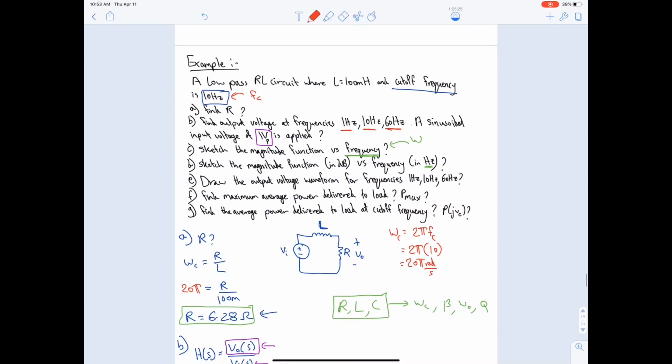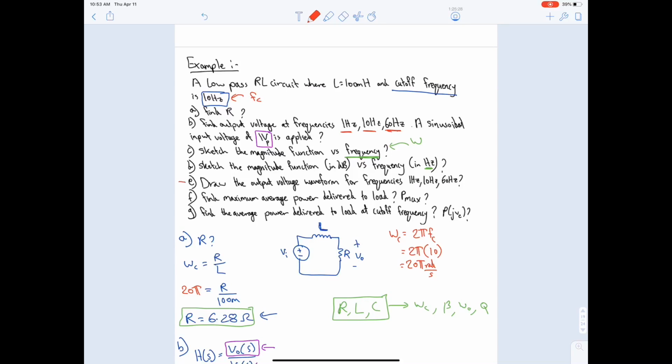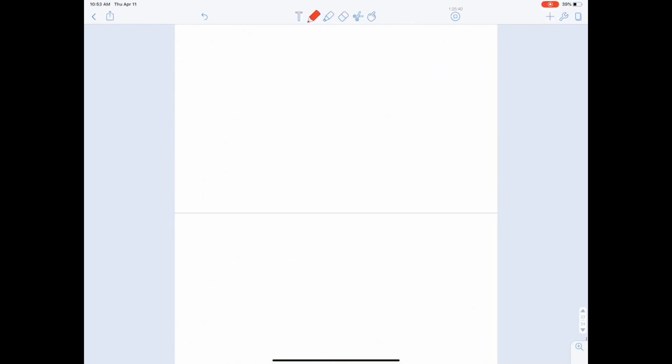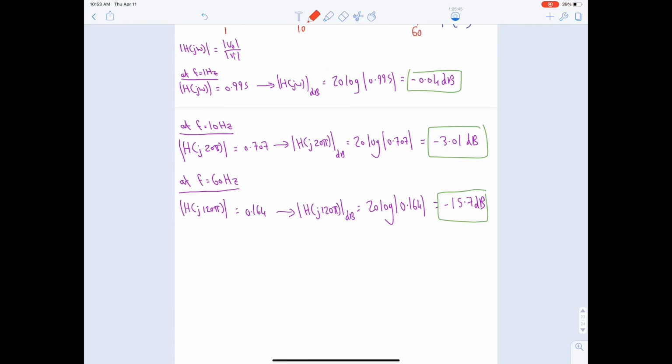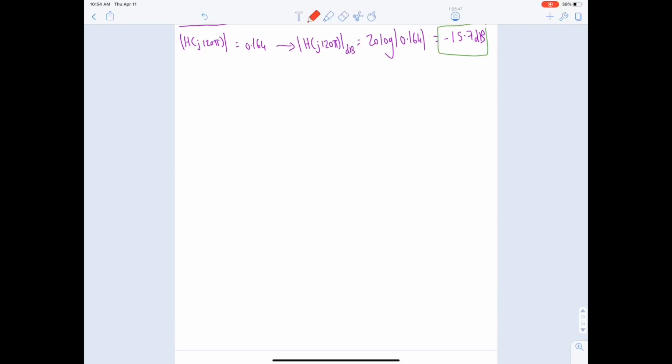Next part of the question, draw part E. Draw the output voltage waveform. So waveform, that means VO with respect to time, for the following frequencies, 1 and 10 and 60. Let's see. Let's do it in here. Part F, or is it part E? It's part E. Okay, so we need V output. We need to plot the V output at F equal to 1 Hertz.